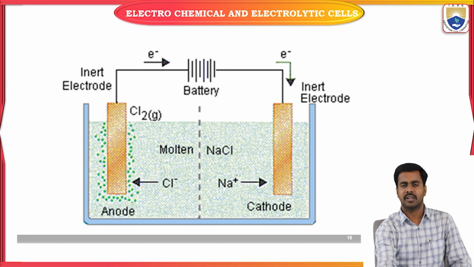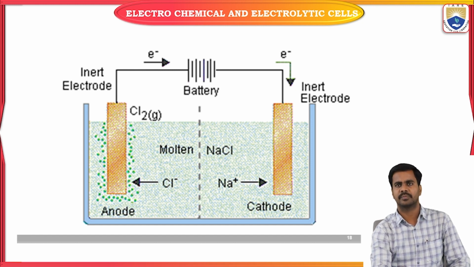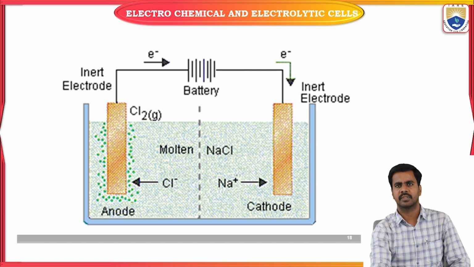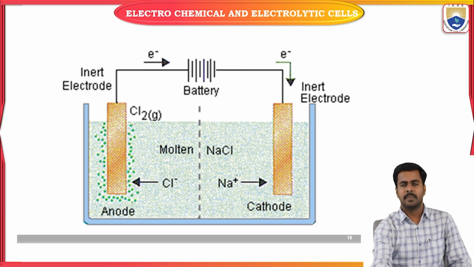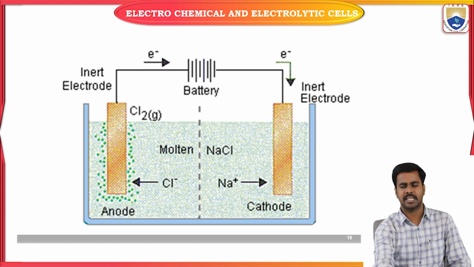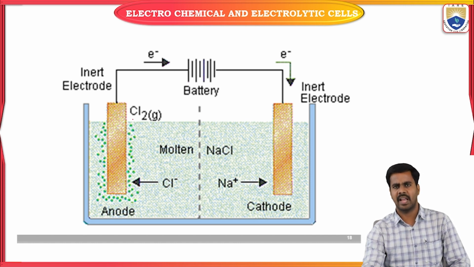Similarly, oxidation takes place at the anode, releasing electrons, and these electrons are gained by Cl, which is deposited as a gas at the anode.